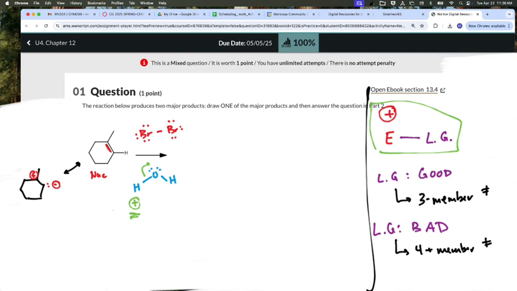Okay? But another thing comes into play. What would the leaving group be? It would be hydroxide. Okay? Hydroxide's a bad leaving group. That would suggest this isn't going to work out so great for us.